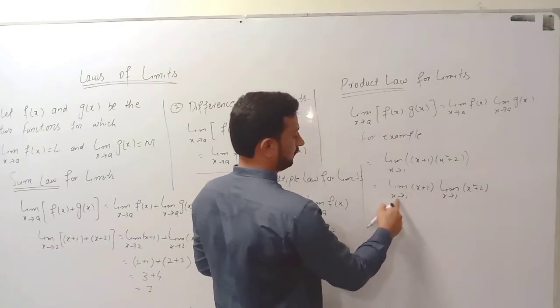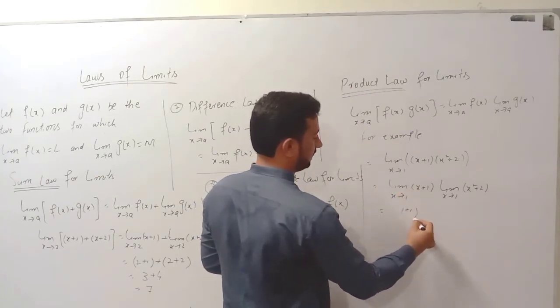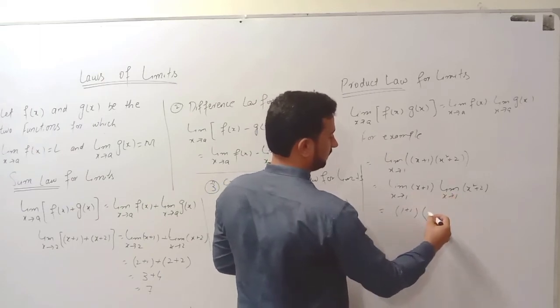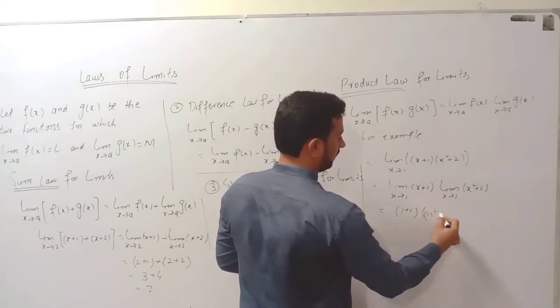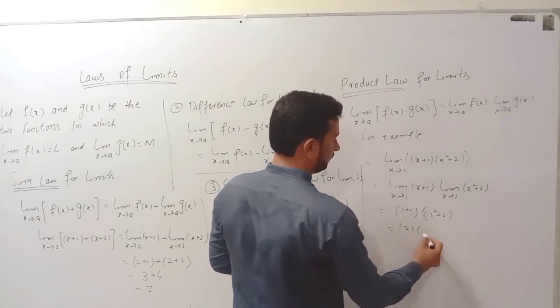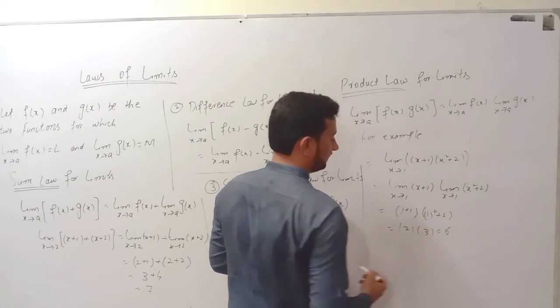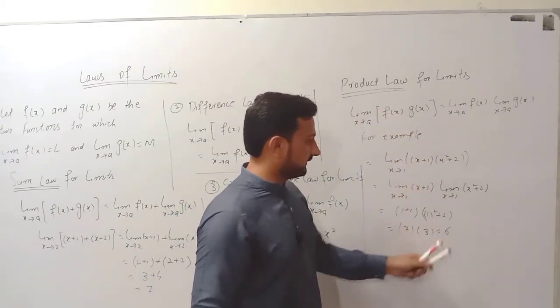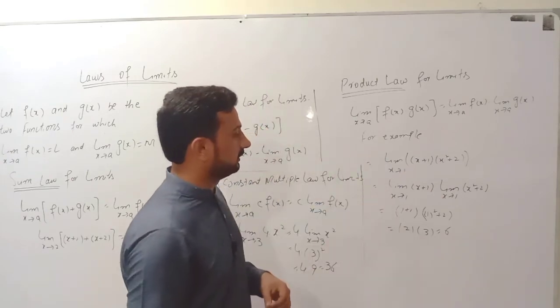Just plug in the value of x in that function. That results in 1 plus 1 times, with the same concept here, 1 squared plus 2. This is 2, and 1 plus 2 is 3. So the final answer will be 6. This function is approaching 6. So this is the product law of limits.